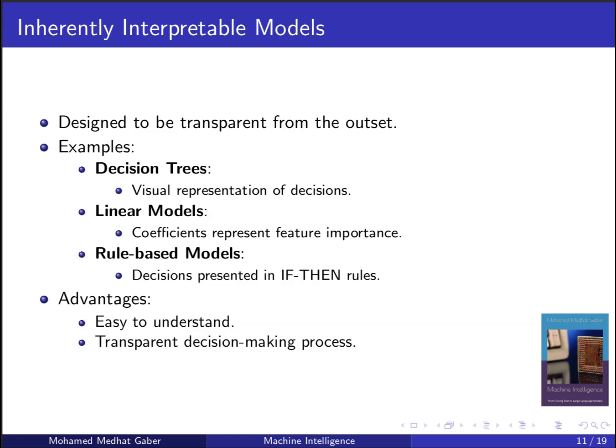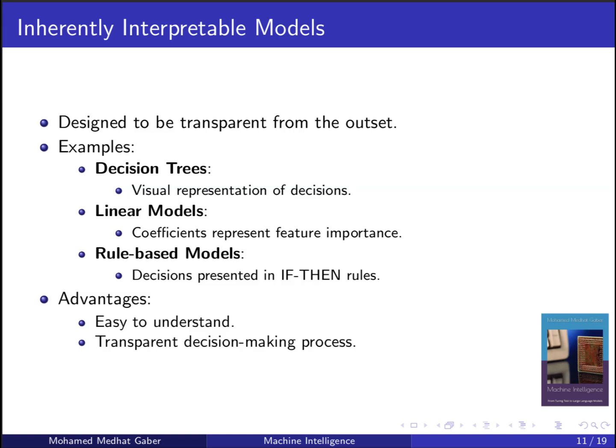Rule-based models use a set of if-then rules to make decisions. These rules are derived from the data and represent logical conditions that lead to specific outcomes. For example, in a medical diagnosis context, a rule might be: if symptom A is present and symptom B is absent, then the diagnosis is condition X. Such models closely mimic human reasoning and are straightforward for users to interpret.